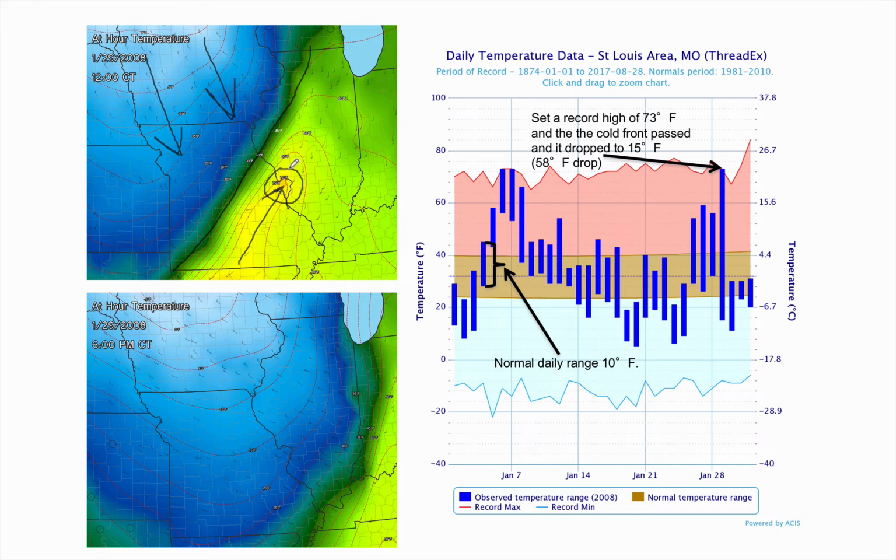But on the backside of that cold front, well, temperatures went from 25 to 20 to 15 to 10 to 5 to 0. And in a 6-hour time period, that cold air had swept all the way through St. Louis. And on that day, they set a record high temperature right there of 73 degrees Fahrenheit. And by that night, the temperatures had dropped all the way down to here, all the way to 15 degrees Fahrenheit. It's a 58-degree drop in temperature in one day.